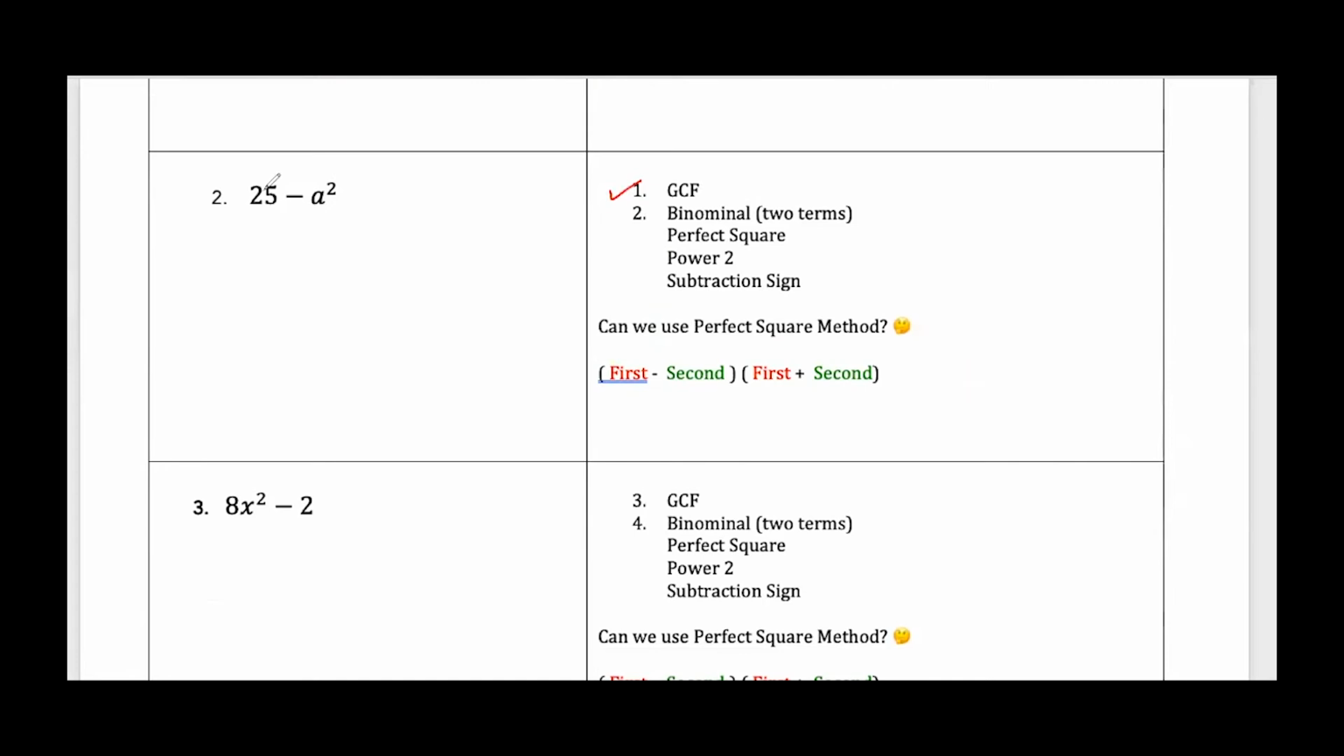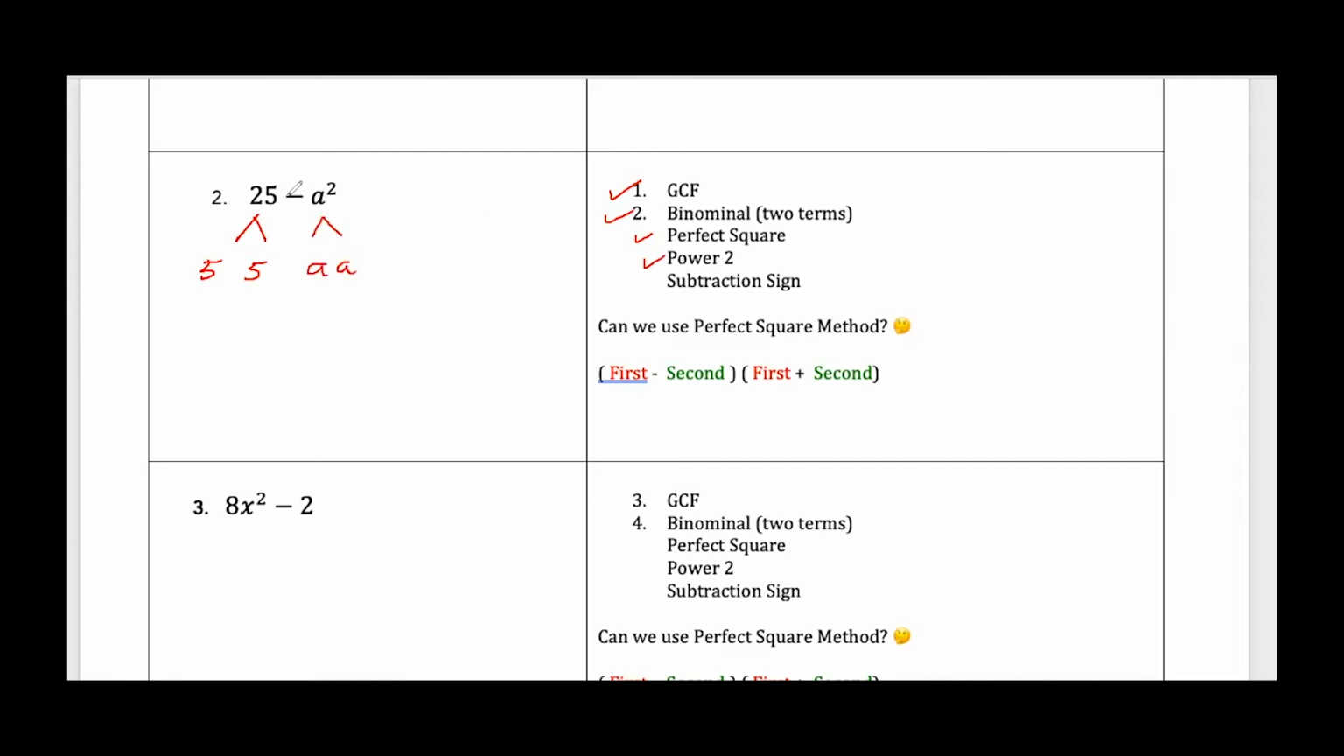No, nothing in common. 25 is a number, the other is a letter, nothing in common. Are they a binomial? Yes, they have two terms. Are they a perfect square? Yes. What goes into 25? 5 and 5. Do they have a power of 2? Yes, okay, so let's break it down.